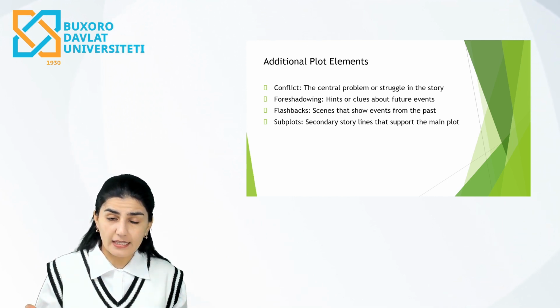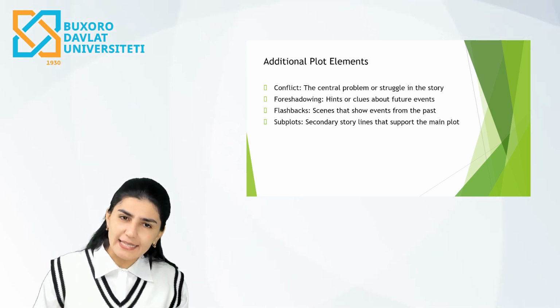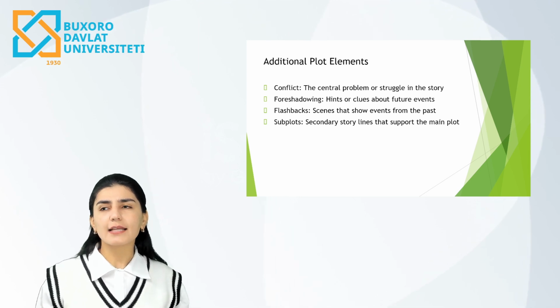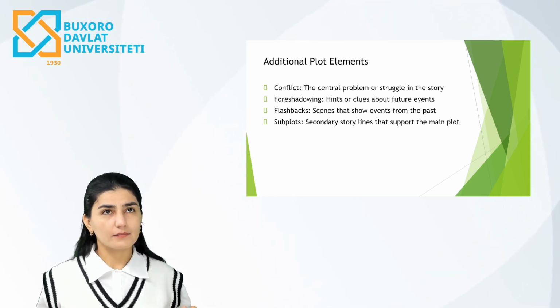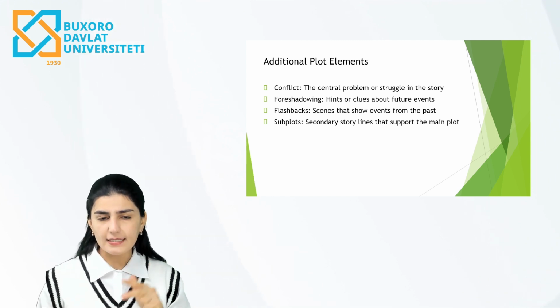There are 5 main elements, but in a literary work we can also analyze additional plot elements, which help to understand the story deeply. They are conflict, foreshadowing, flashbacks and subplots.